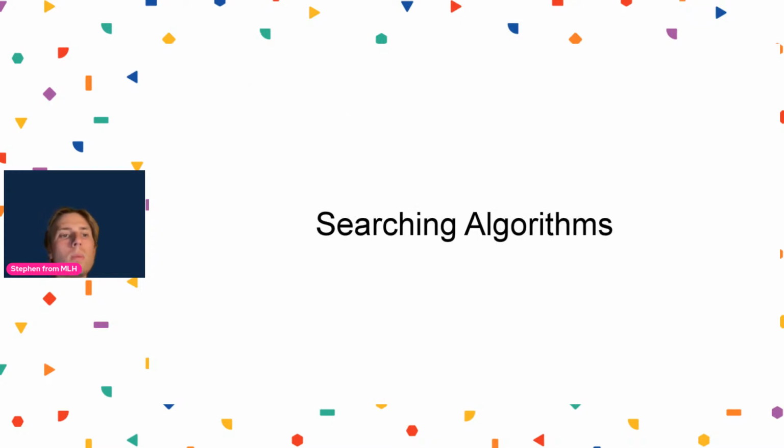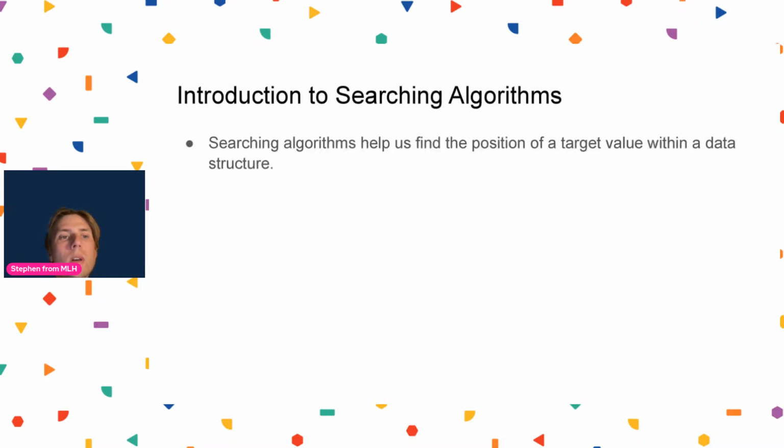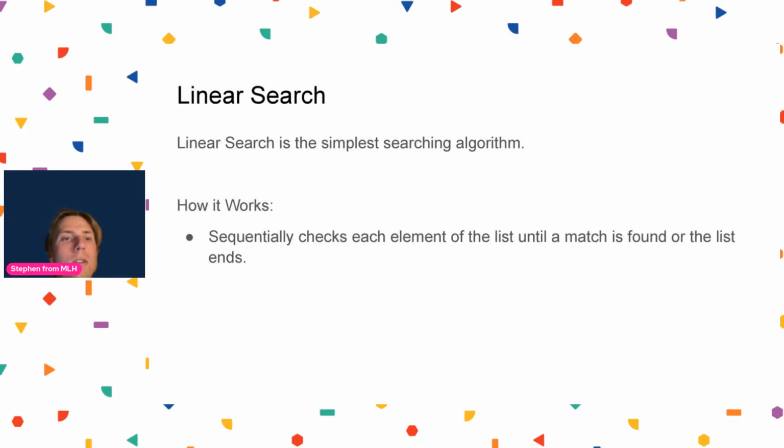All right, so now we're going to work on some searching algorithms, and this is sort of the second half here. So searching algorithms help us find the position of a target value within a data structure. And so linear search is the simplest of the searching algorithms, and how it works is that it sequentially checks each element of the list until a match is found or until the list ends. So you're basically just checking each and every single number one by one to find that.